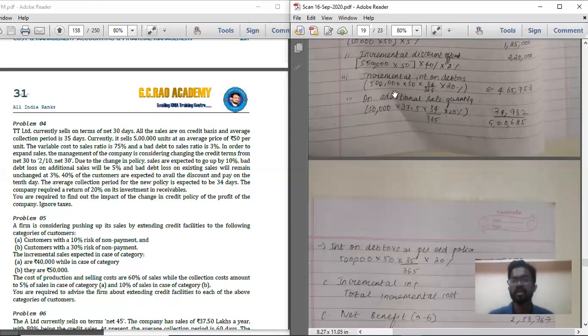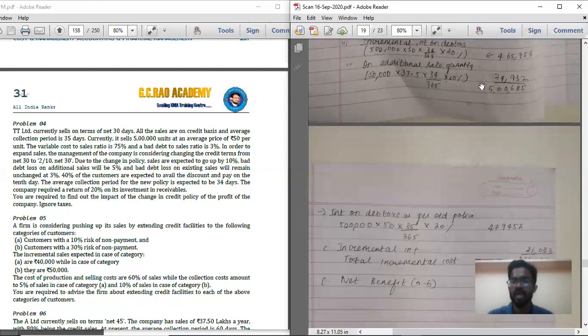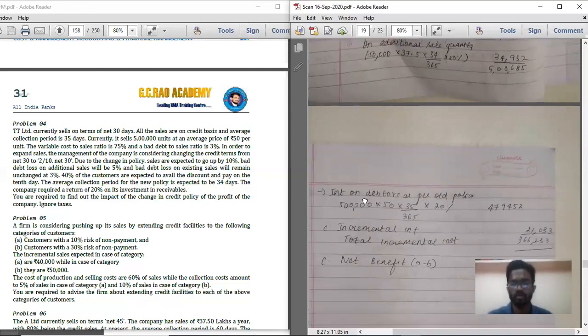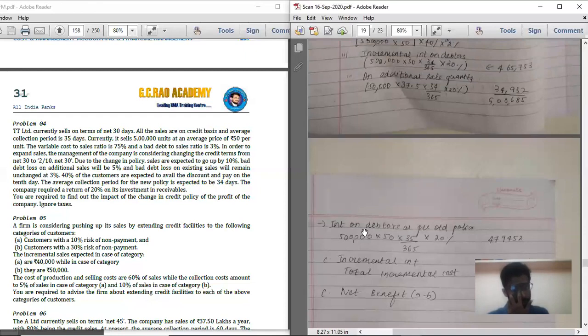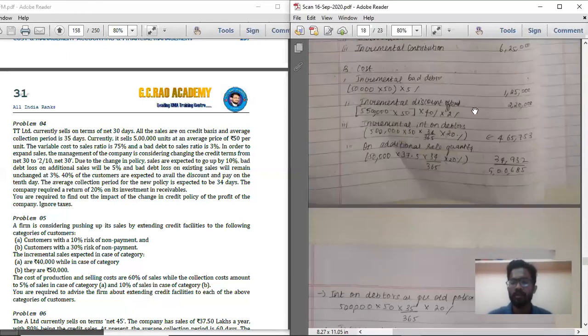We are adding the total interest on debtors as per new policy and we are deducting the interest on debtors as per old policy. So we added 4,65,753 and 34,932 in the inner amount column. Now just leave that and come to small Roman number 5. Don't add anything; just in the inner amount column put 1,25,000, 2,20,000, 4,65,753 and 34,932.